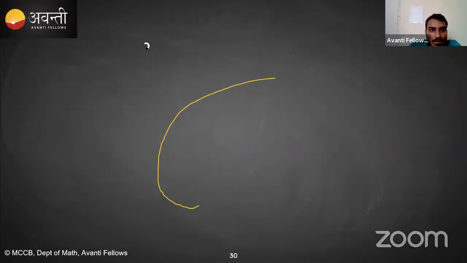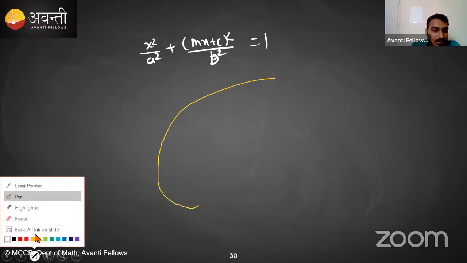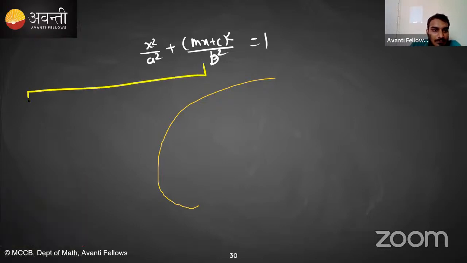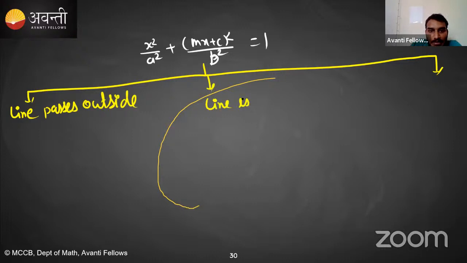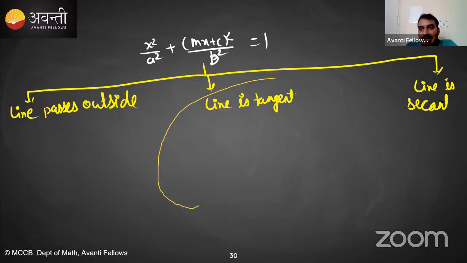That x square upon a square plus y square upon b square is equal to 1, where in place of y we put (mx plus c) whole square upon b square is equal to 1. So there are three possibilities. One possibility is the line passes outside. Second possibility is the line is tangent. Third possibility is the line is secant. Is there any confusion in it? These are the three possibilities we discussed.